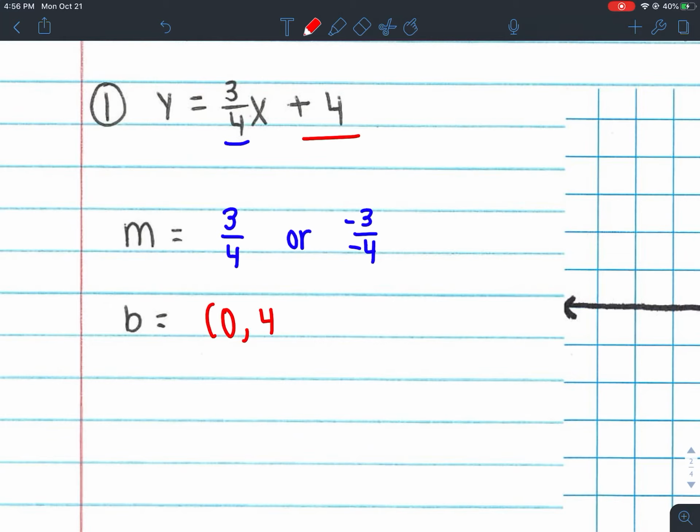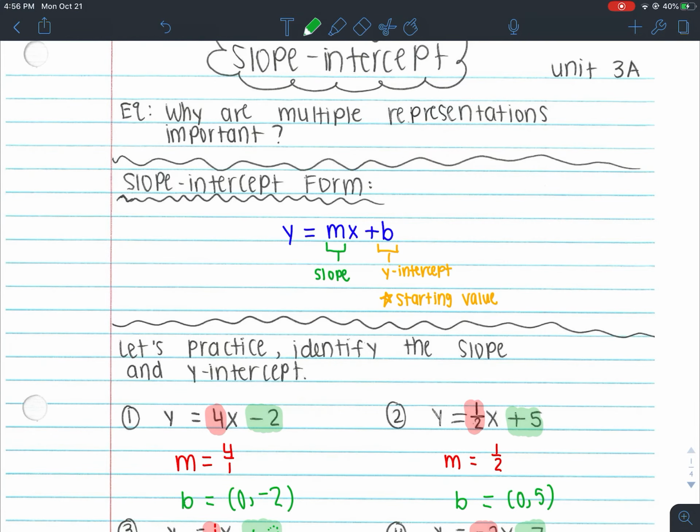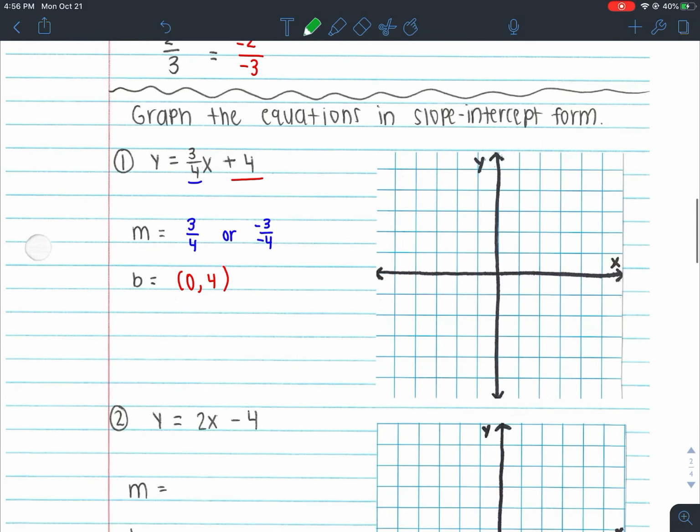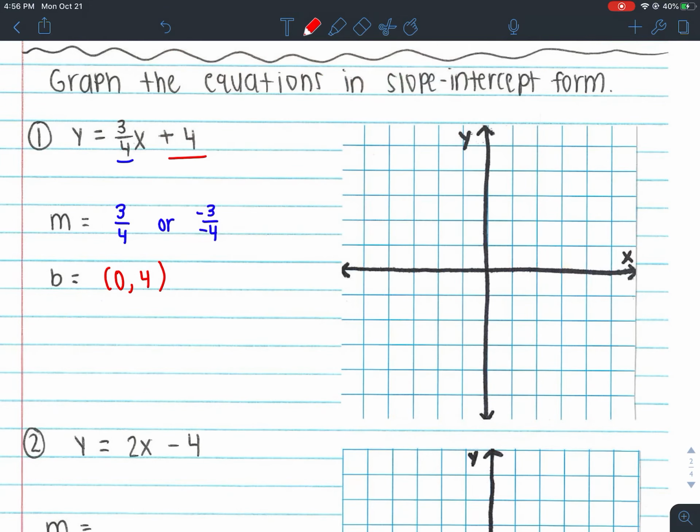Our y-intercept here is going to be positive 4. So 0, 4. Okay, now if you go back to the very front page of the notes, when we talked about slope-intercept form, we have y equals mx plus b. I said m was the slope, and I need to fix this little thing because it looks like I'm attaching it to the x. M is the slope, and b is the y-intercept. Under the y-intercept, I put a star, and I said that's the starting value. So commonly in word problems, the b is the starting value or the starting number. It also is going to be our starting point for graphing. So we always want to start with the y-intercept.